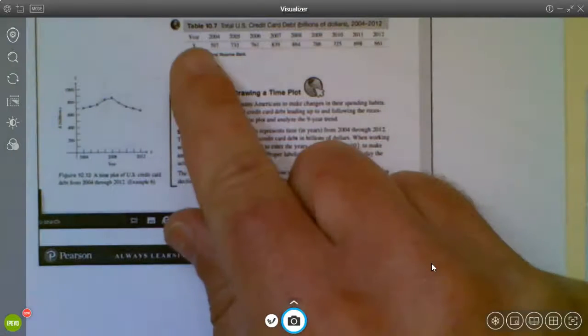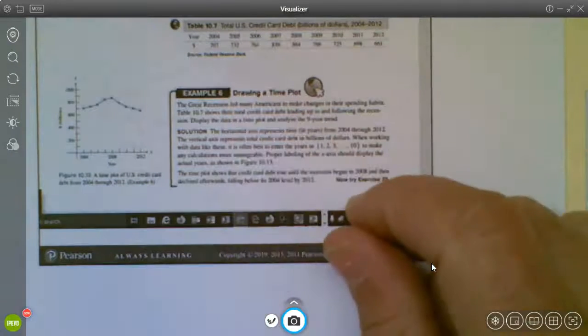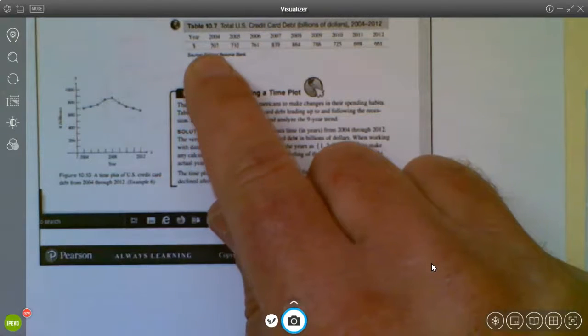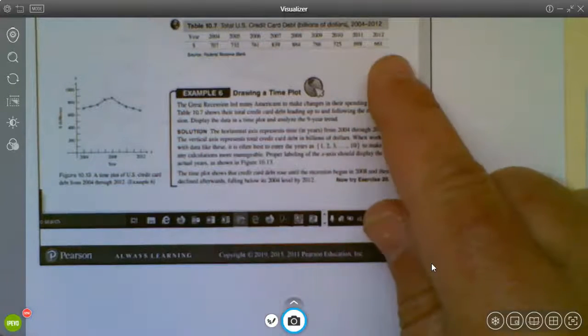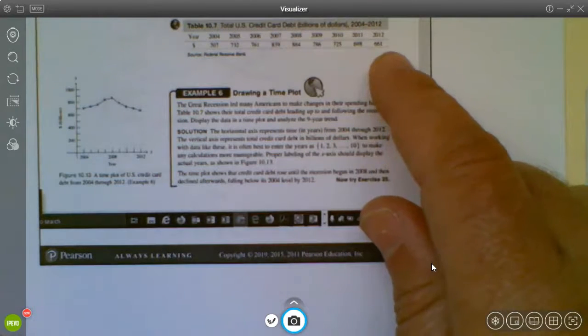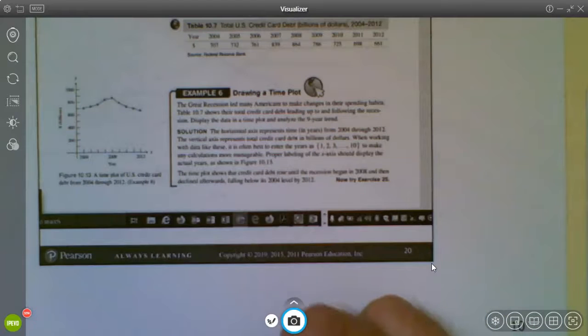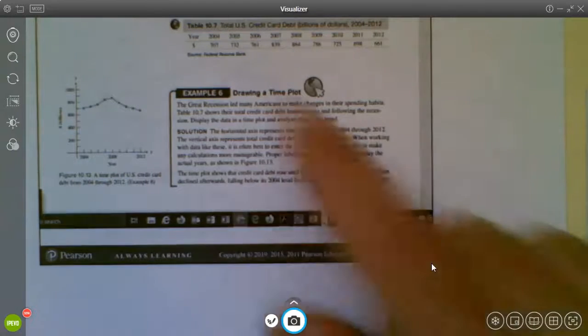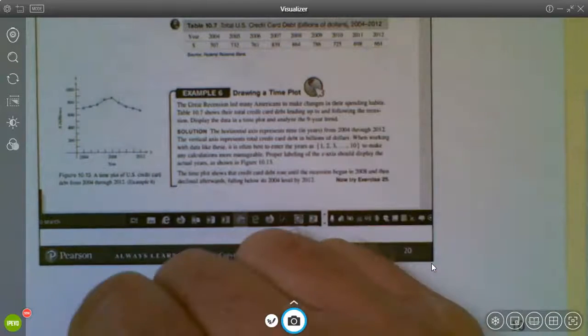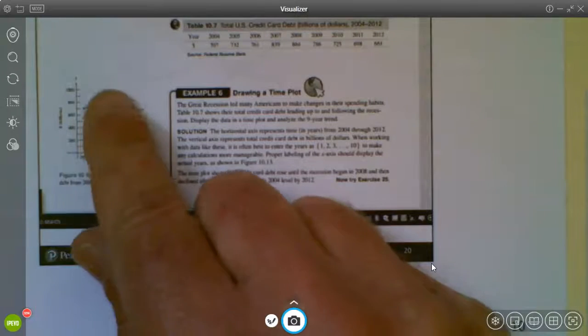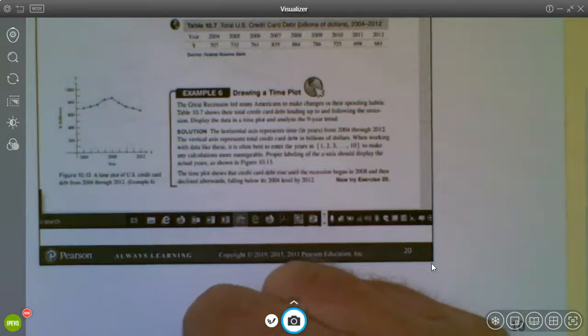From 2004 all the way to 2012, it started out with 707 billion. Over here we're looking at 661 billion. You can see there was a peak right here in the middle. But again, they're plotting these over time so that things will stand out to you, like how it grew or decreased or whatever. Otherwise it's really pretty simple graphs, just plotting them.